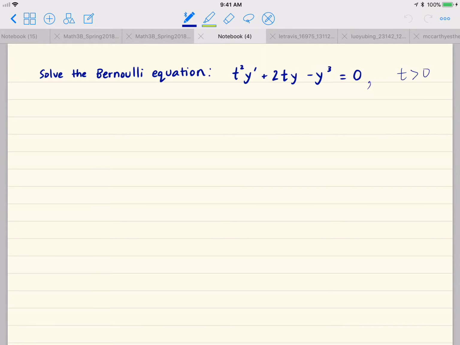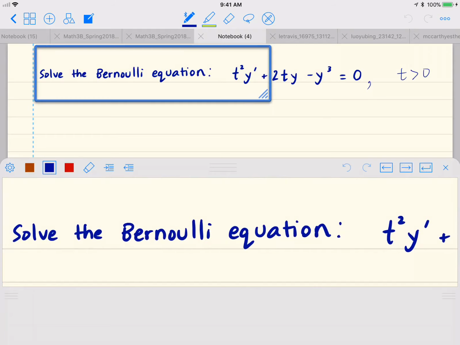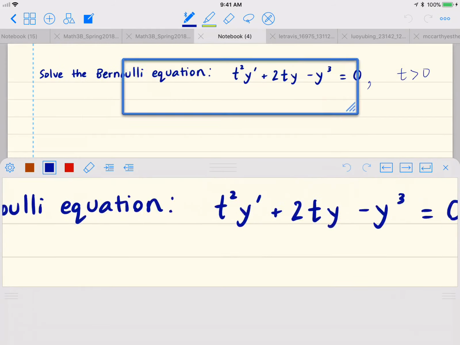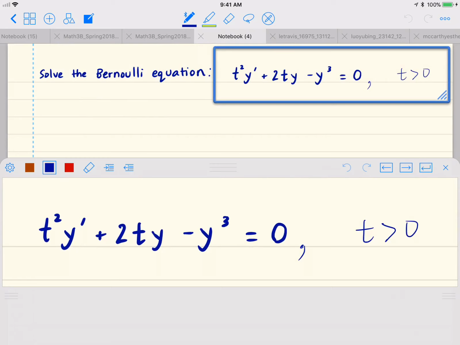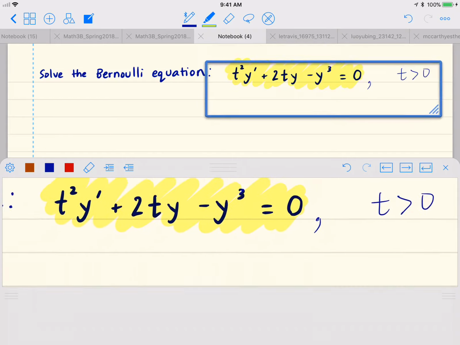This first example here is kind of straightforward. We want to solve the Bernoulli equation, and here's our equation. Maybe the first thing to point out is we've got y and t, so our independent variable is t instead of x. The first thing I want to do is rewrite this equation so that it looks more like our general format for a Bernoulli equation.